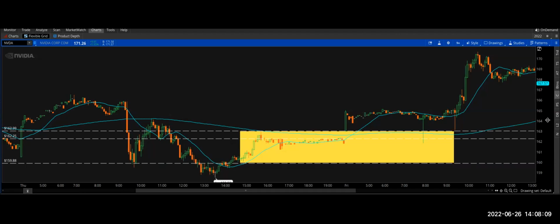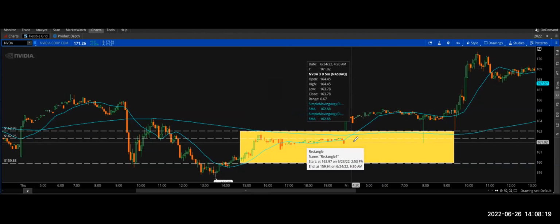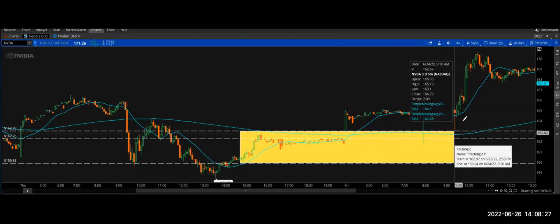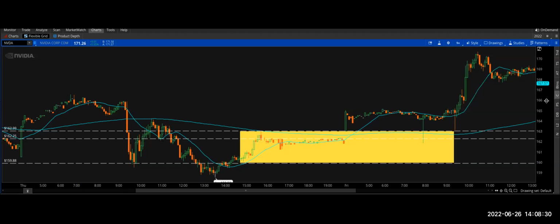So when I open up and use my drawing tool, I look at this now and I say, where's NVIDIA gonna open up? You see where NVIDIA opened up? So it opens up above the box and it tells me that this is going to be a bullish day for NVIDIA. That's how I map out and look at taking my position.